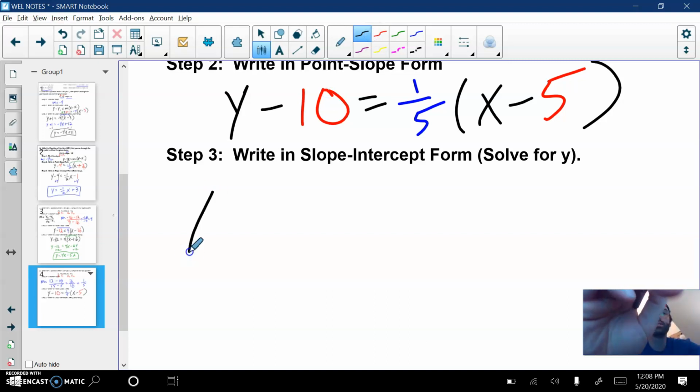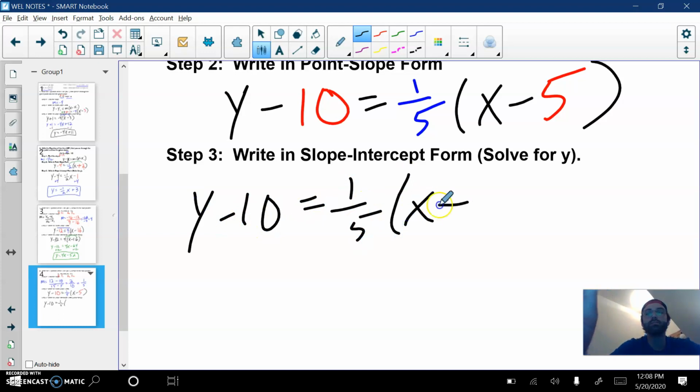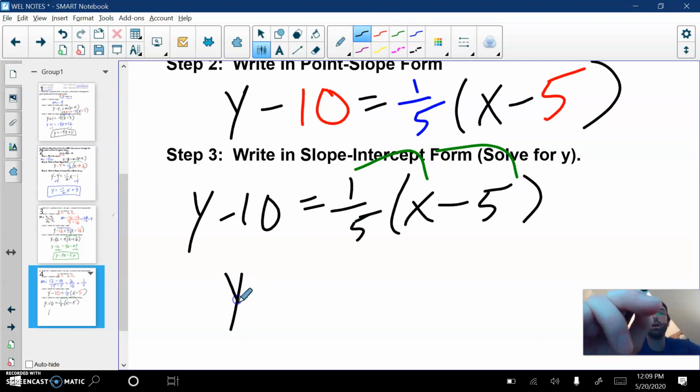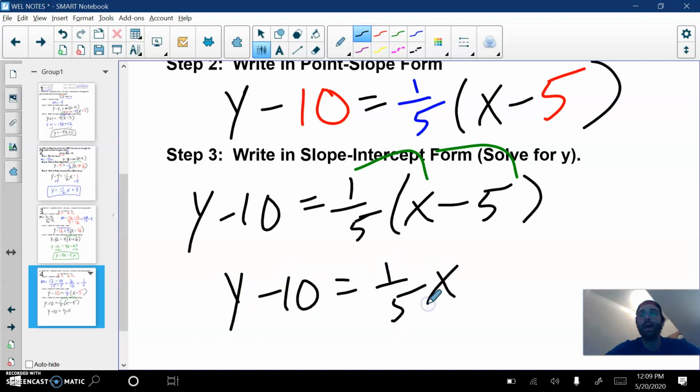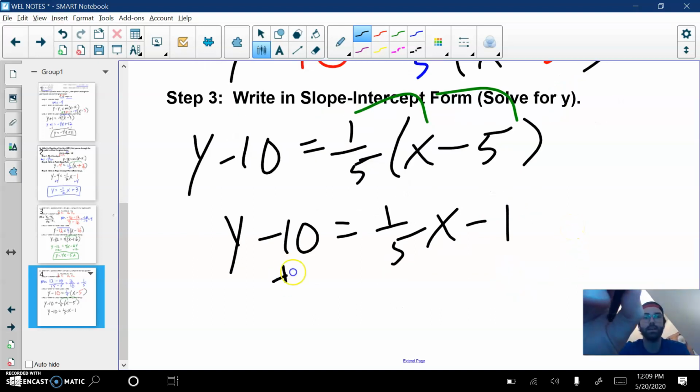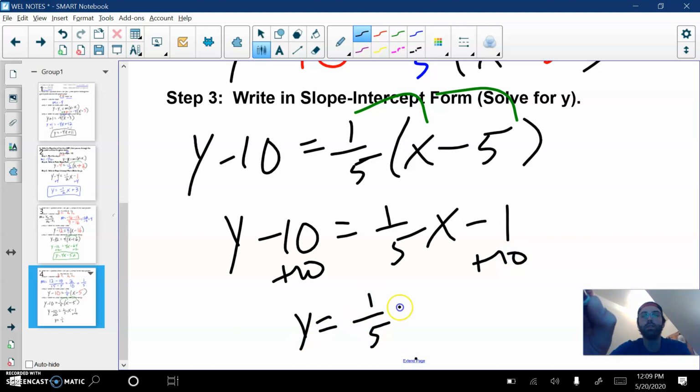I'm going to go ahead and rewrite this. y minus 10 equals 1/5 times x minus 5. Here we go. Let's solve for y. y minus 10 equals 1/5 x. So negative 5 times 1/5, or negative 5 divided by 5, is just going to be negative 1. Add 10. Add 10. y equals 1/5 x plus 9.